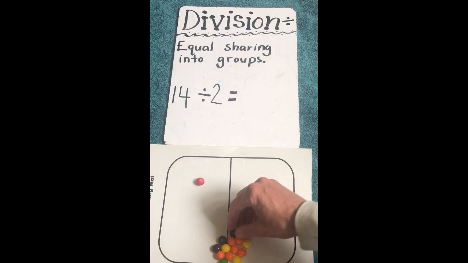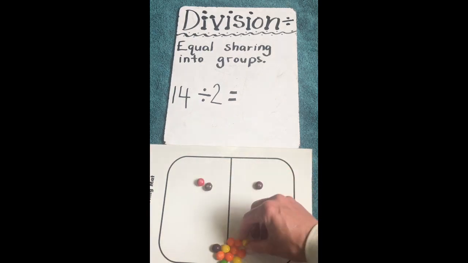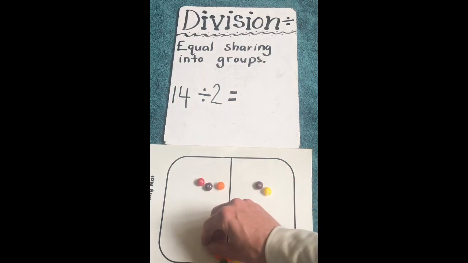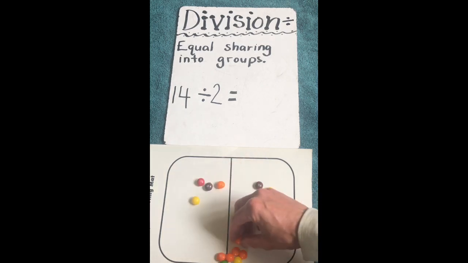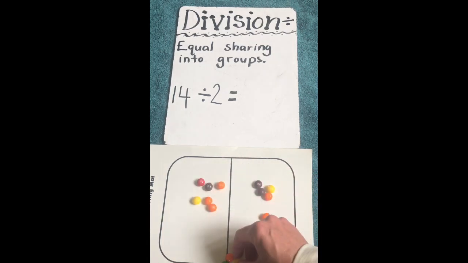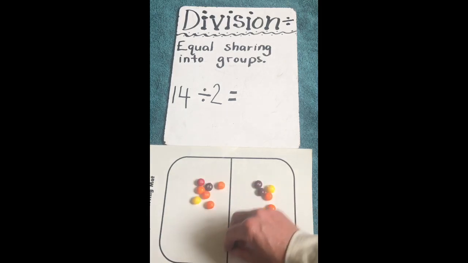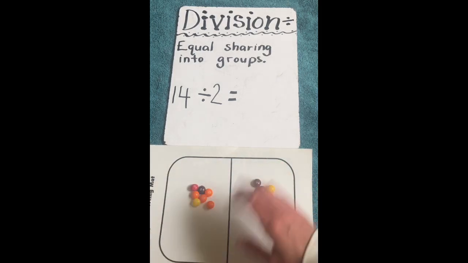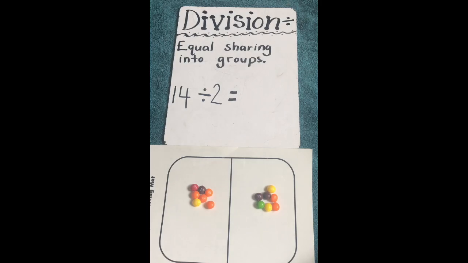So one for me, one for her. One for me, one for her. And we continue sharing that way until all the Skittles are gone. So we now have two equal groups. We have my Skittles and my friend's Skittles.